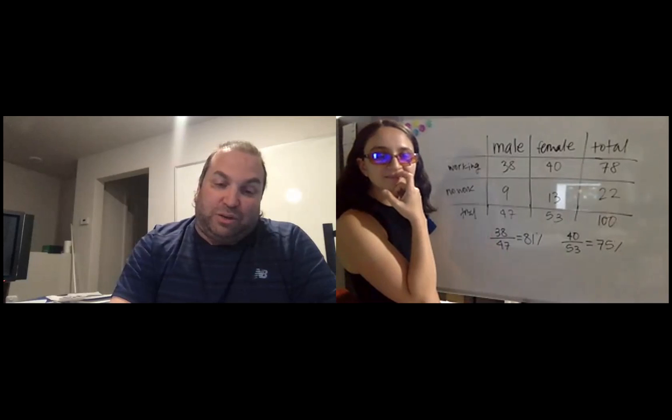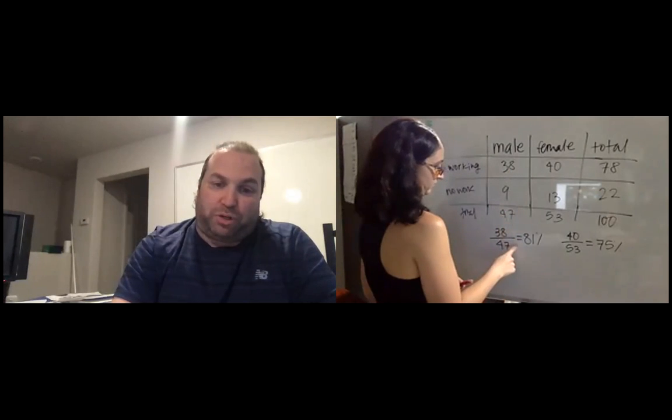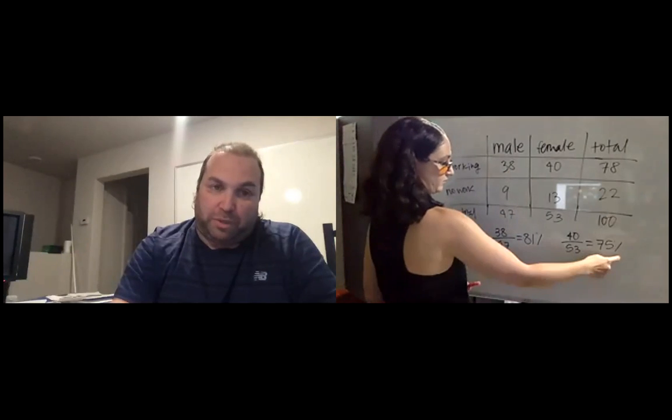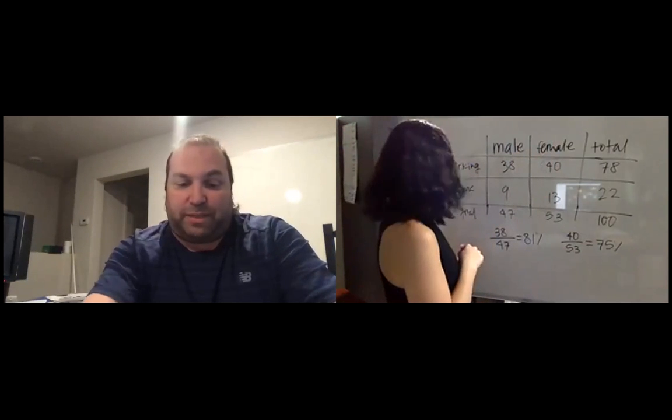So in order for this to be independent, we would look at 38 over 47 and compare it to 40 over 53, which we've already done. Because those are not the same, then gender plays a role, and therefore they are dependent. Anyway, that's a test.